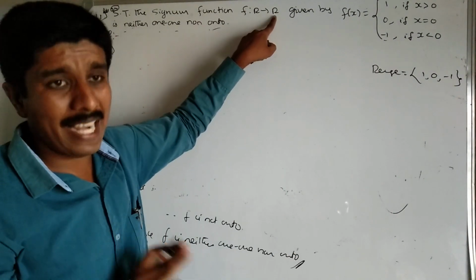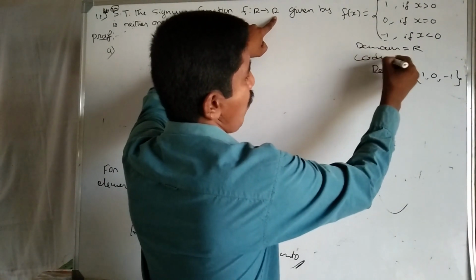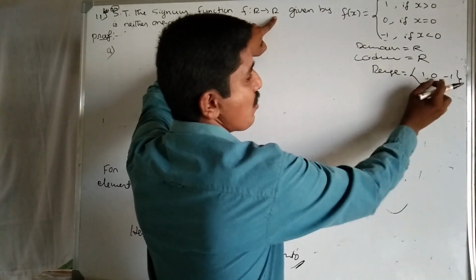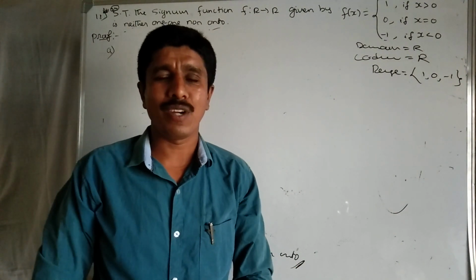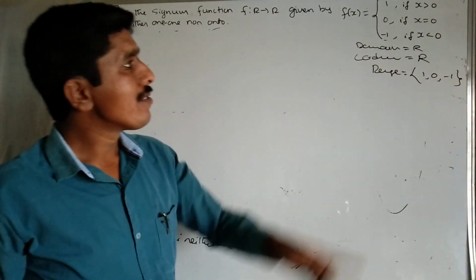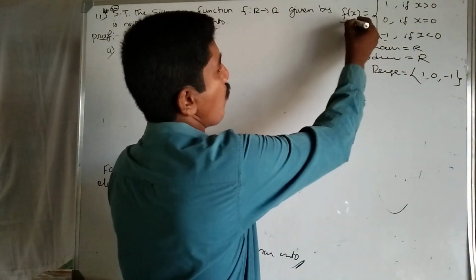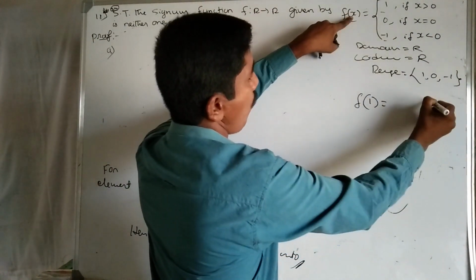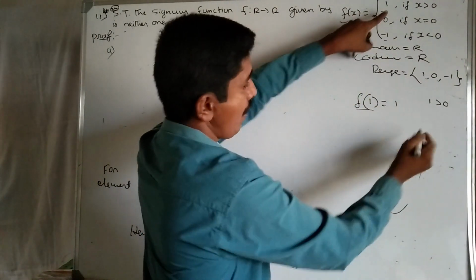But here the codomain is the real numbers, mind it. Domain equals real numbers, codomain equals real numbers, an infinite set. Here the range is clearly a finite set. It contains only 3 elements. Prove that it is not 1-1 and not onto. This is important for 2 marks. For proving it, take particular elements. For x greater than 0, you take 1, 2, 3 like that. Suppose x equal to 1, which is greater than 0, then the f value is 1. Or x equal to 2.